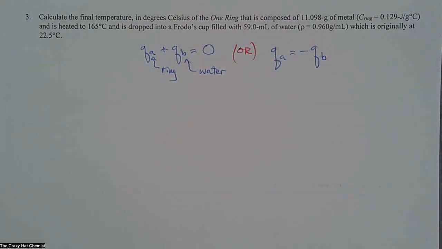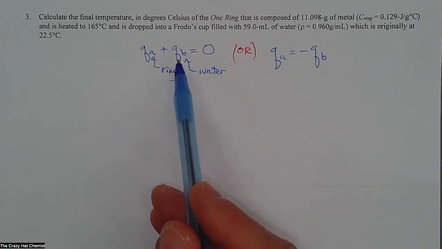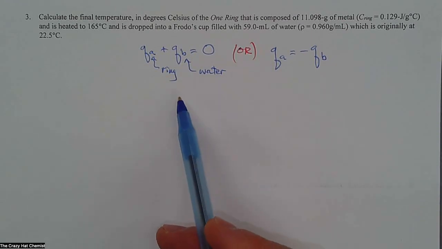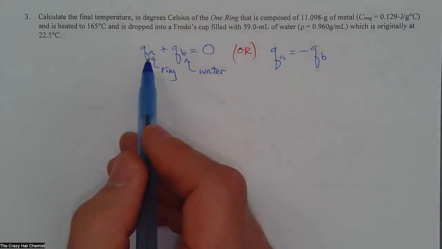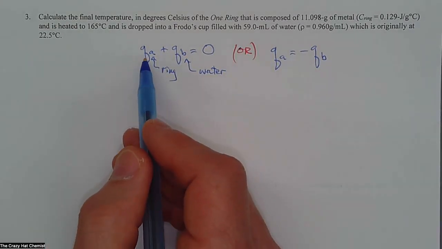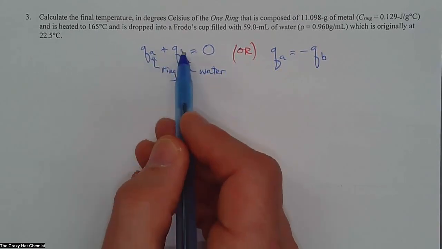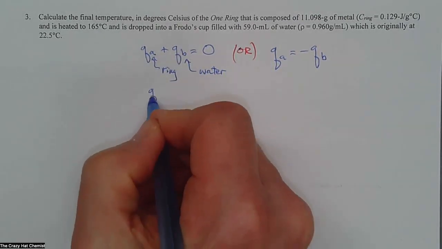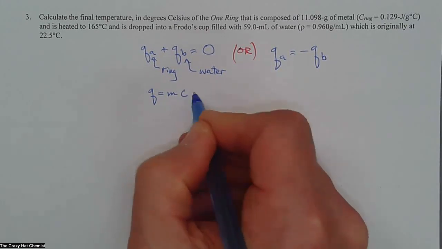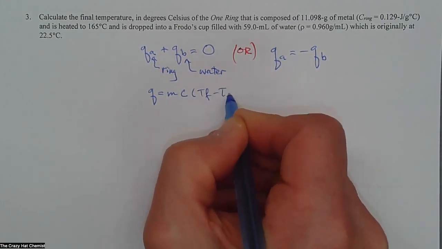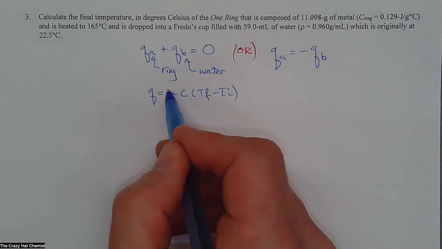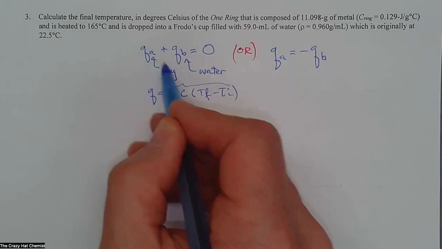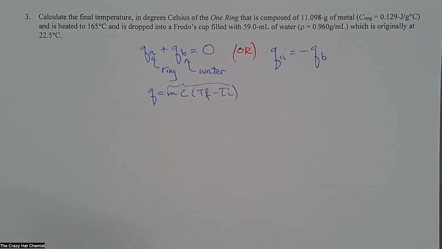And again, if you watch the very introduction of this video, I describe what both of these equations mean. I highly recommend that you watch the very beginning of this video so you have a full understanding of that. Okay, so we're going to substitute in what Q is equal to for both of these Qs. Just recall, Q is equal to MC (TF minus TI). We're going to substitute this into both the Q for the ring and the Q for the water.